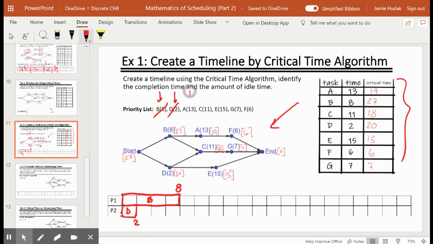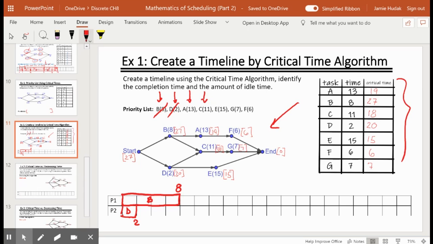Next is A. A is 13 units of time. It is only waiting for B to be completed. Since B is completed at 8, I cannot schedule A at 2. So I'm going to skip over A for now because my second worker is looking for something to do while worker 1 is still completing task B.